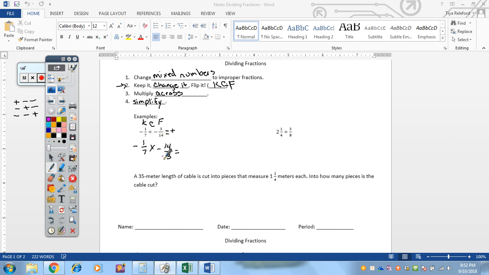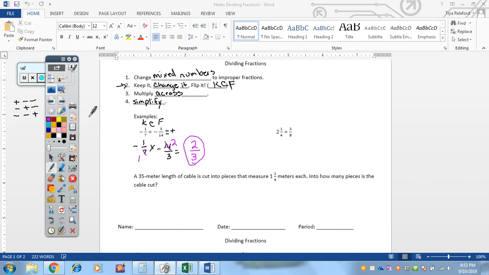Now let's simplify. Can I simplify 1 and 3? No. Can I simplify 7 and 14? Yes, they both divide by 7. You can only simplify after it's changed to multiplication. Now, multiply across, 1 times 2, 1 times 3, and we said the answer was positive. We change subtraction to addition, and we change division to multiplication. And then we can follow the same rules.